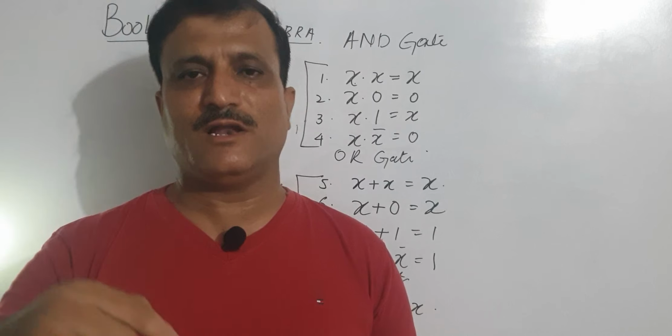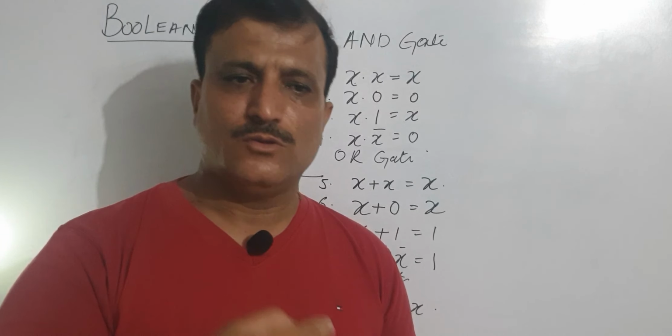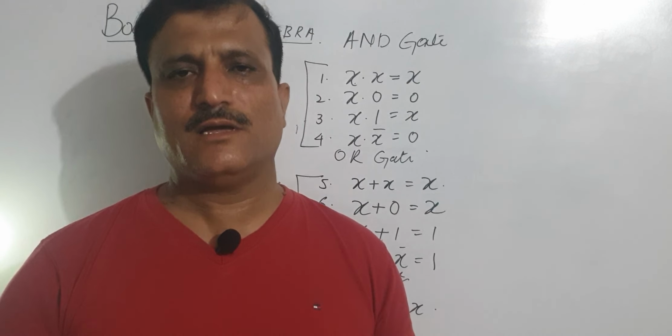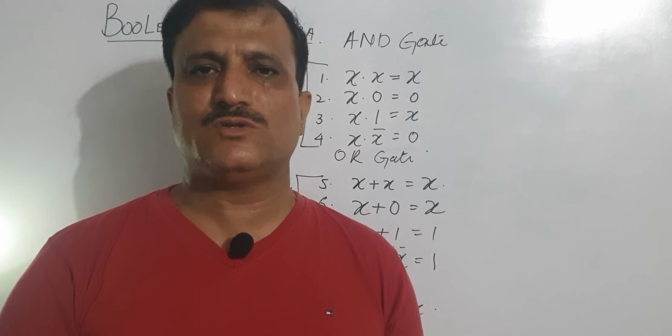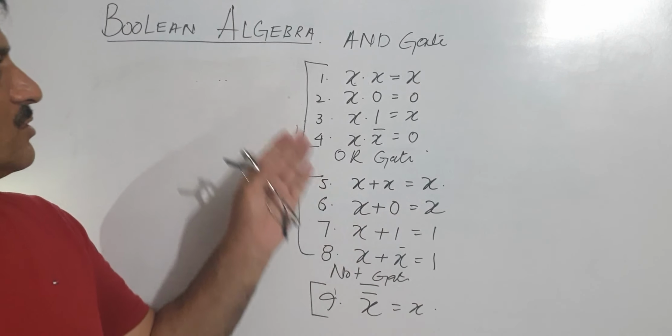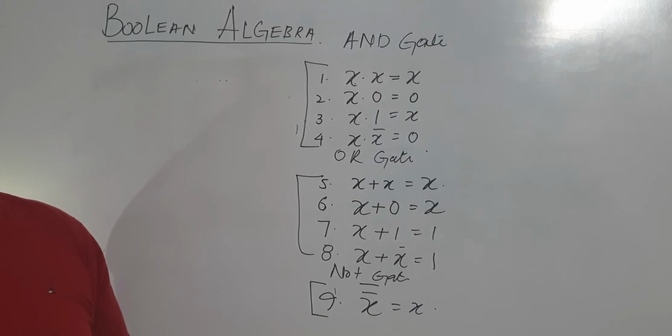As I have given you an example of walking on your feet to travel a very huge distance versus covering the distance through an aeroplane. So that is why we are talking about Boolean algebra and Boolean identities.